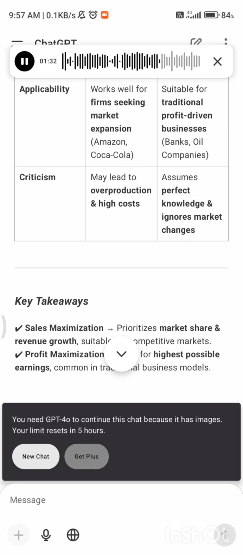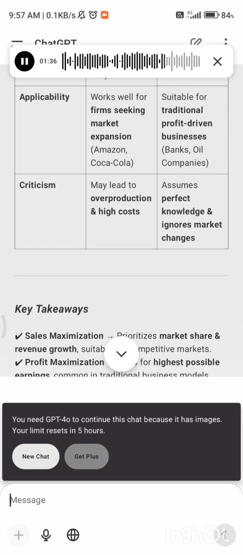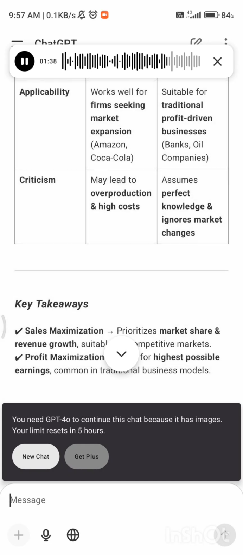Sales maximization may lead to overproduction and high costs. Profit maximization assumes perfect knowledge and ignores market changes. Key takeaways: sales maximization prioritizes market share and revenue growth and is suitable for competitive markets. Profit maximization aims for the highest possible earnings and is common in traditional business models.